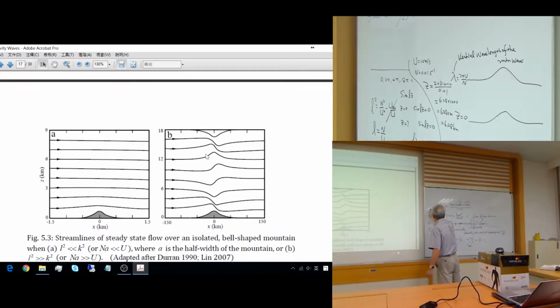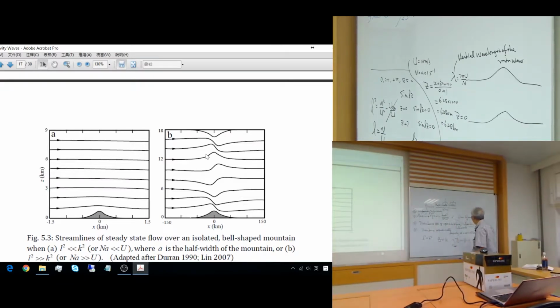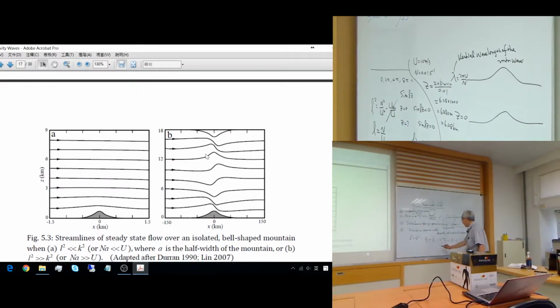Probably I should say 0 here. So it's a hydrostatic mountain wave, like this, because we have L square much greater than K square, which gives us this.